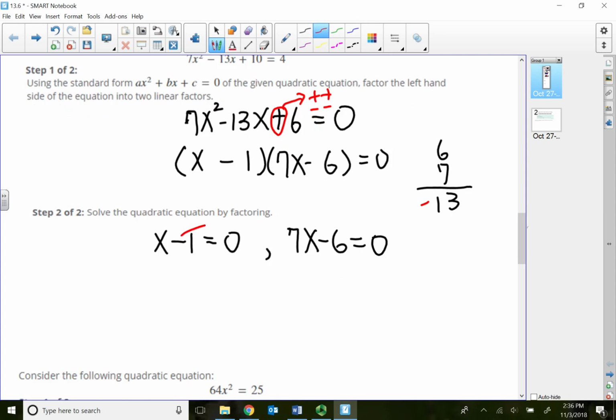For the one on the left, I'm going to move my negative 1 over, so x is equal to 1. The other answer, move the negative 6 over. That gives me 7x equal to positive 6. Divide both sides by 7. My answer, x equals 6 over 7. So here are my 2 solutions.